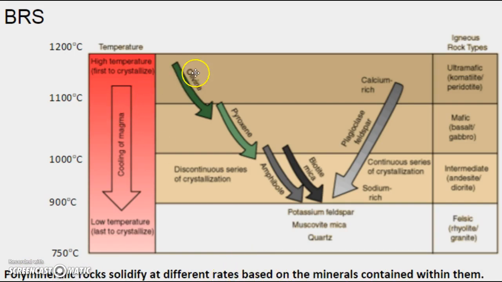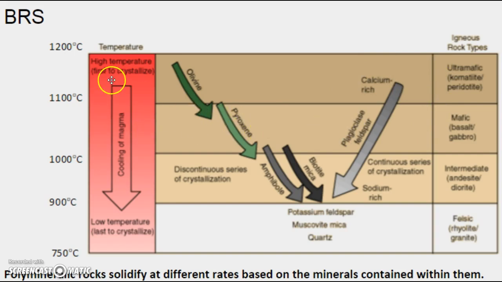So you'll find that higher temperature melting points are going to be olivine and calcium-rich plagioclase. And lower melting point minerals are going to involve quartz, muscovite mica, and K-spar, potassium feldspar. The lower melting point minerals happen to be felsic, right? Granitic variety. And your higher melting point are going to be ultramafic and into your mafic varieties.